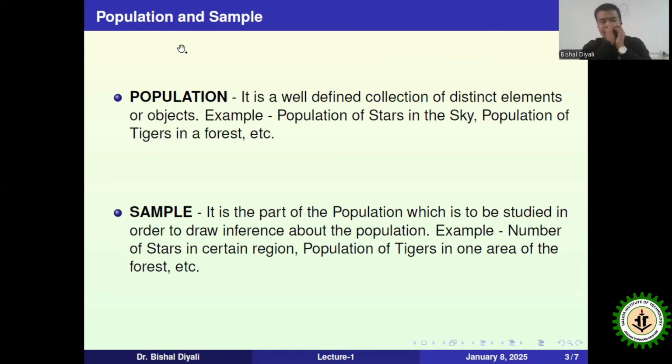It doesn't have to be the totality of everything. It can be a certain section that is considered as the population to be studied.